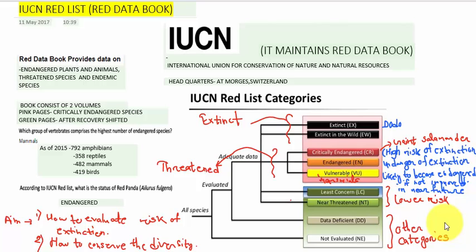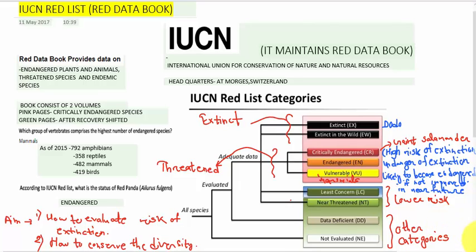The color chosen was red because we know that red is for danger. So in the case of Red Data Books, they provide information on species which are threatened, which are endangered. The book consists of two volumes. They listed the critically endangered species in pink pages of the book, and after the critically endangered species recovered, they shifted the species to the green pages. So the IUCN Red List is categorized into three types.